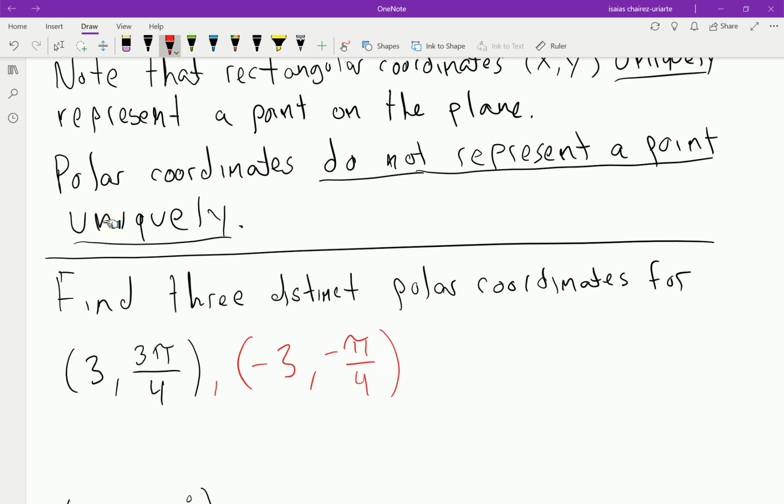Now we have to think of another two. I'm supposed to find 3 distinct polar coordinates for this point. I have found one. I need another 2. Can you think of another 2 polar coordinates that represent the same point, (3, 3π/4)? Pause the video, think for a second. Can you find some other 2 distinct ones?